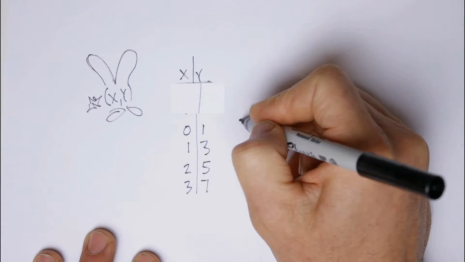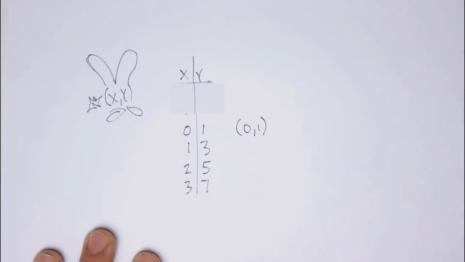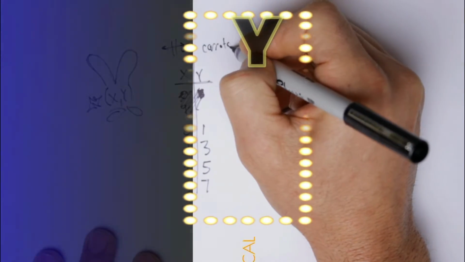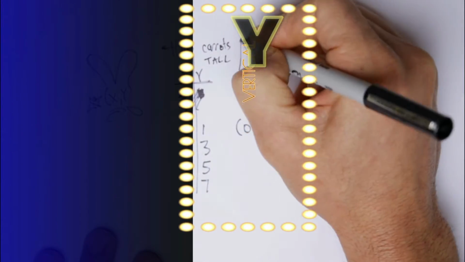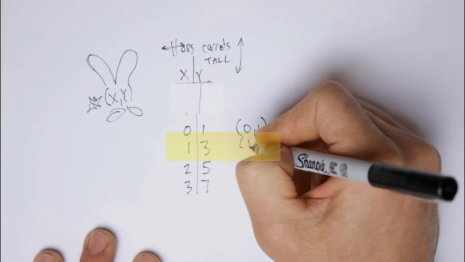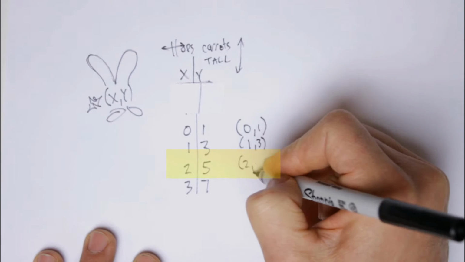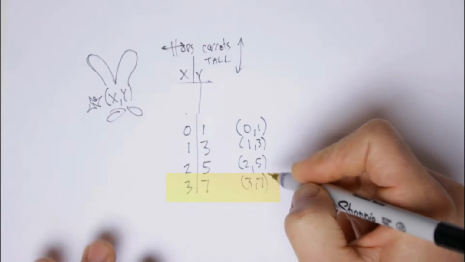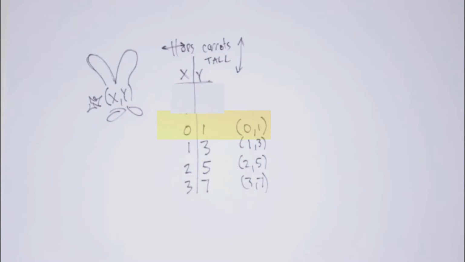Now, the bunny could use ordered pairs. 0, 1. Remember, these are hops. Horizontal. We're going left and right. How far left? How far right? Y is vertical. These are carrots. How tall things are. So tall is this way. So 0 to the left or right, 1 up. 1, 3, 2, 5, 3, 7. These are the exact same way of representing those numbers. Different ways of representing the numbers, the same.